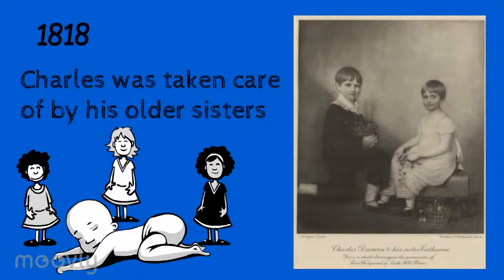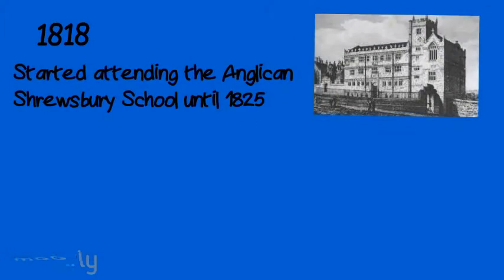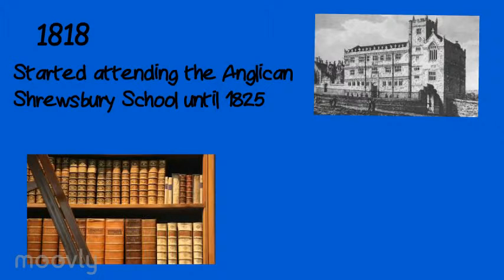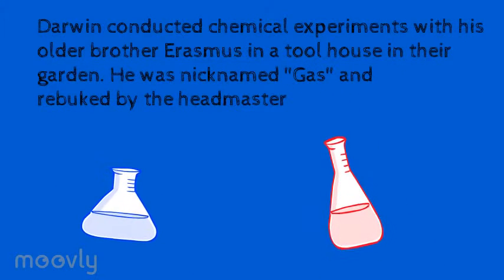In the picture on the right, Charles is actually the one on the left, while his sister Catherine is on the right. He also started attending the Anglican Shrewsbury School until 1825. However, Darwin hated studying at school because they focused on the classics, while he enjoyed collecting insects, minerals, watching birds, and hunting. Darwin also conducted chemical experiments with his older brother Erasmus in a tool house in the garden. Because science was considered dehumanizing, he was nicknamed Gas and rebuked by the headmaster.